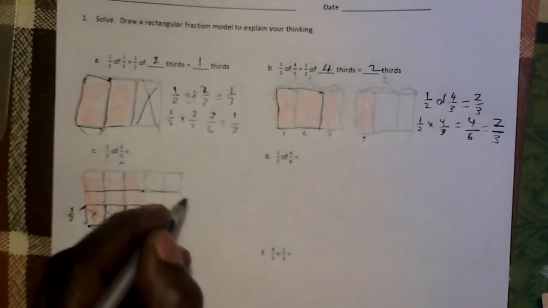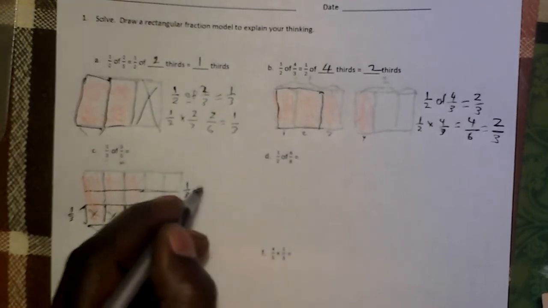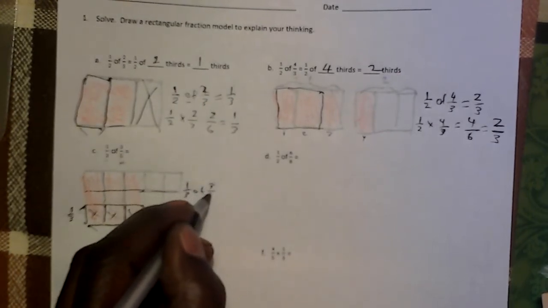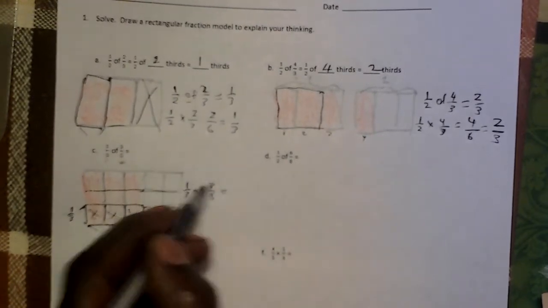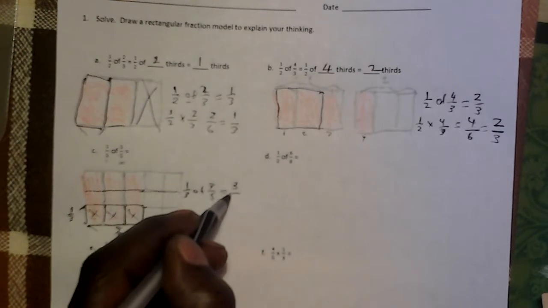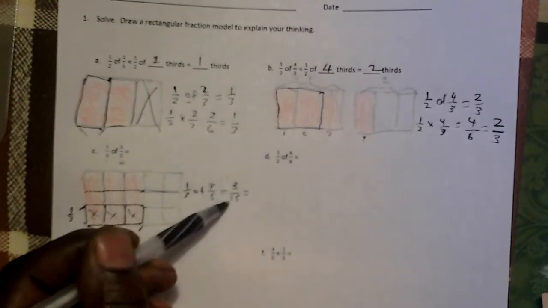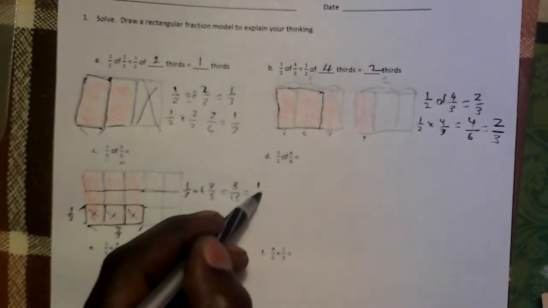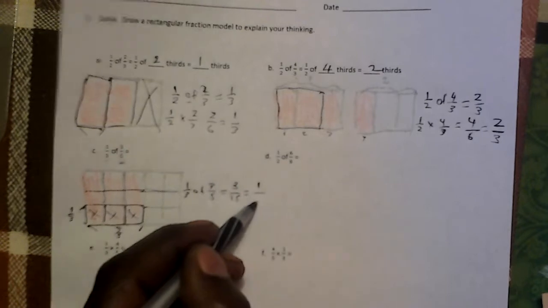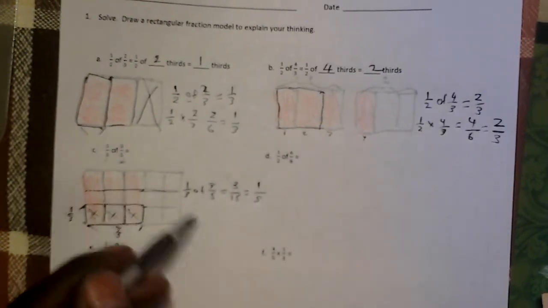So 1/3 of 3/5 equals 3/15. And can we reduce? Yes, because 3 goes into both numbers. So 3 divided by 3 is 1. 15 divided by 3 is 5. So it's 1/5.